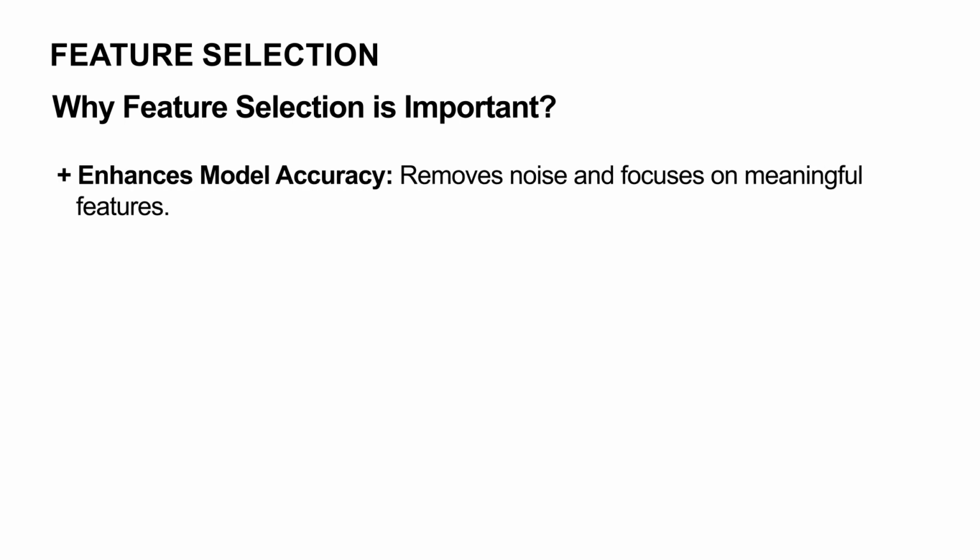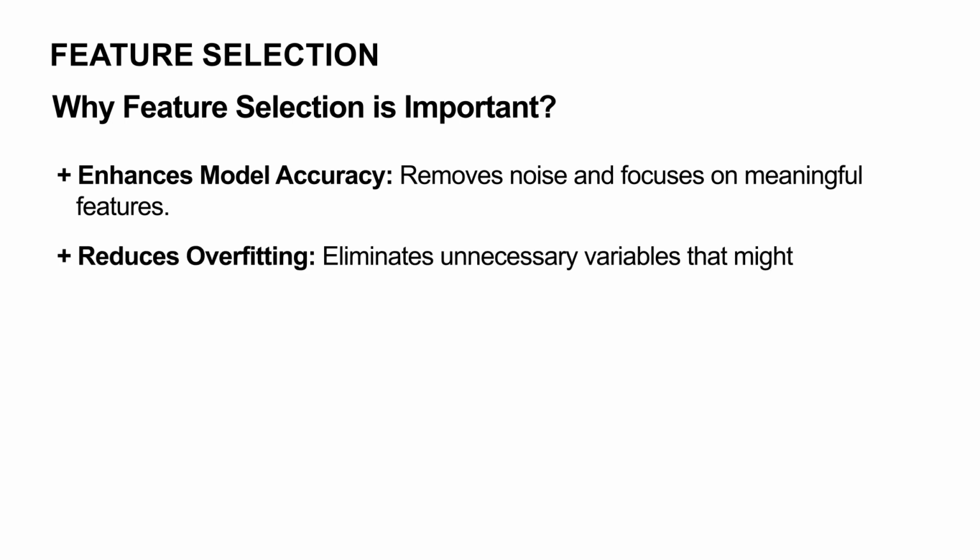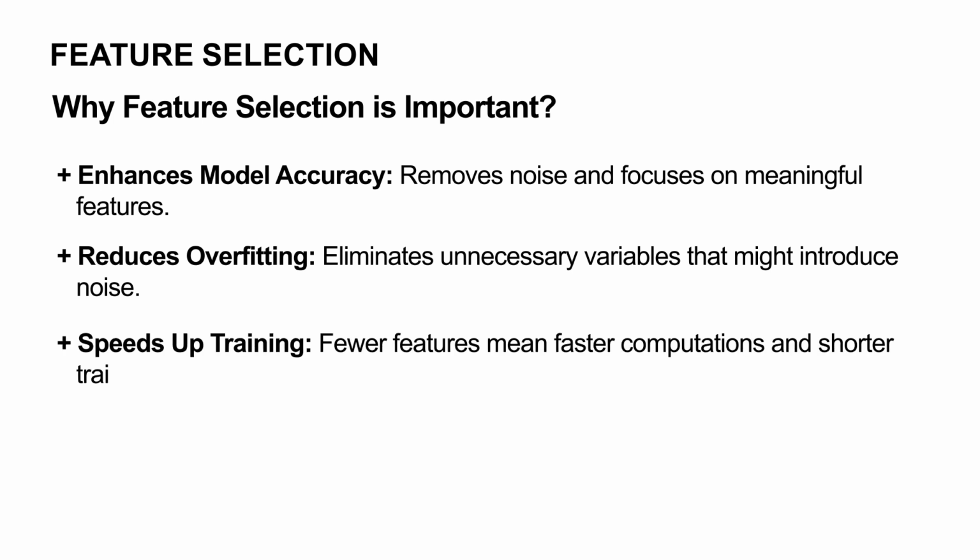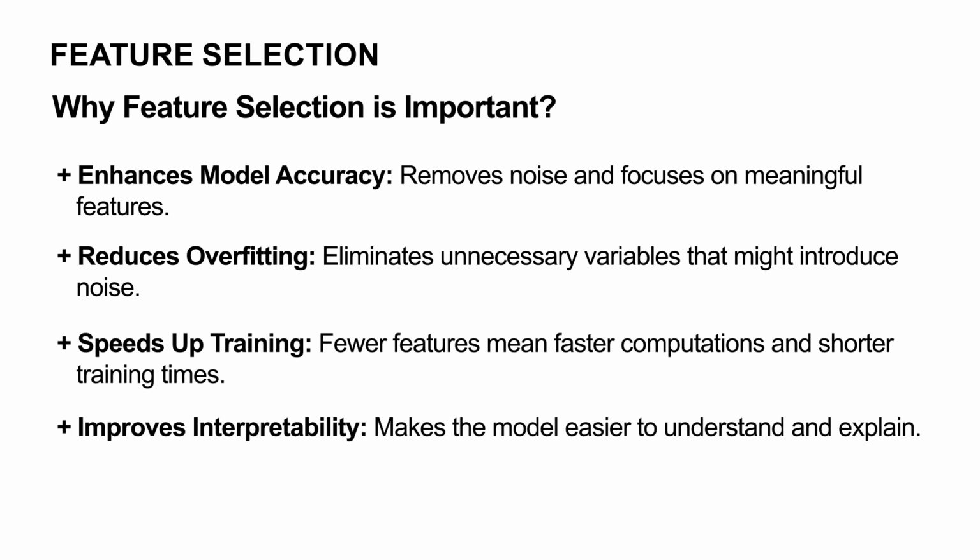Why feature selection is important. Enhances model accuracy, removes noise, and focuses on meaningful features. Reduces overfitting. Eliminates unnecessary variables that might introduce noise. Speeds up training. Fewer features mean faster computations and shorter training times. Improves interpretability. Makes the model easier to understand and explain.